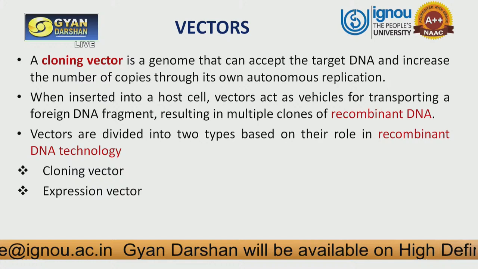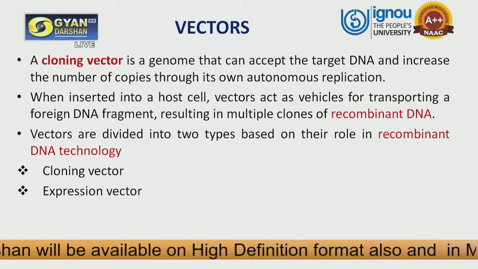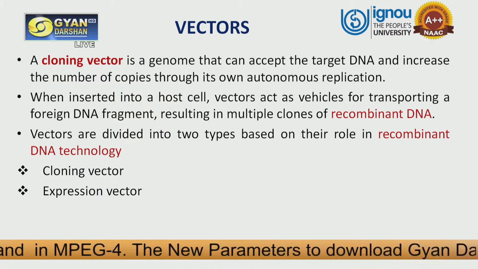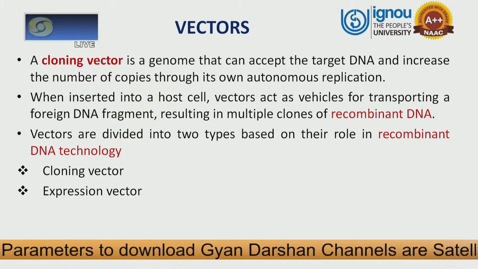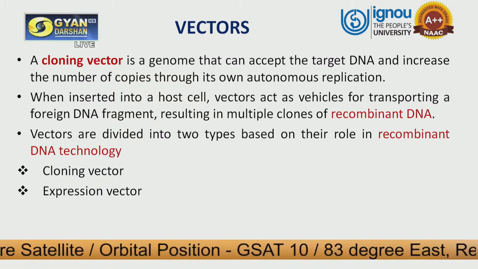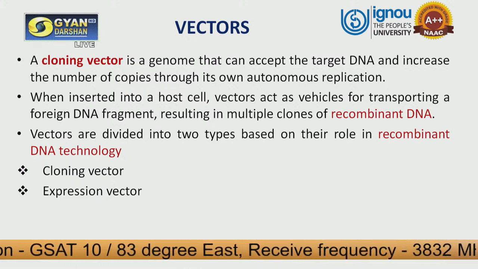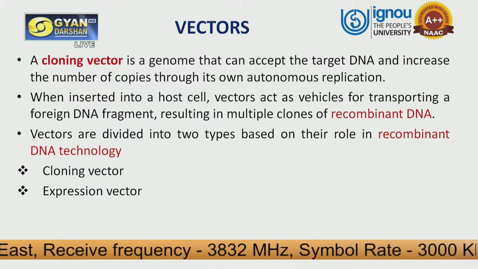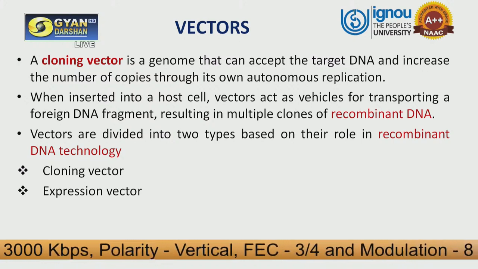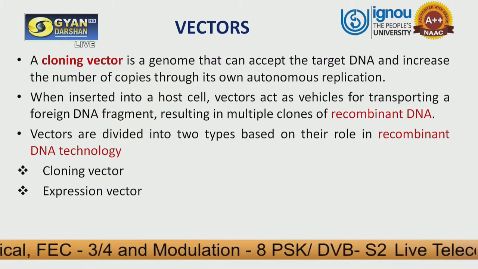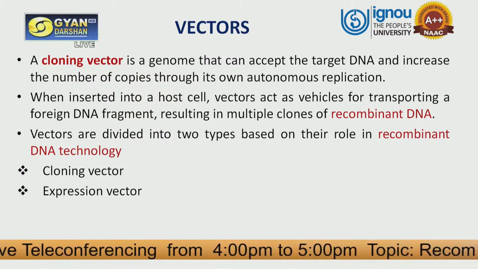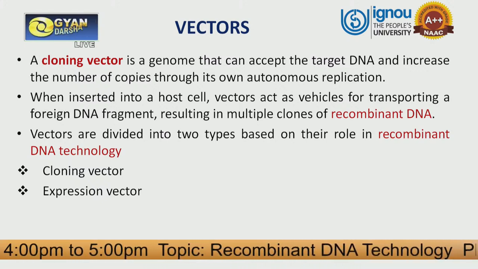Now, another important component for recombinant DNA technology is vectors. What are these vectors? They are basically used for cloning purposes. What are cloning vectors? A cloning vector is a genome that can accept the target DNA and increase the number of copies through its own autonomous replication. It means that when a vector is transformed into a host cell, it also multiplies along with the host cells and its copy number increases. These vectors are very important for recombinant DNA technology, because when we clone a gene of interest in these vectors, it also multiplies equally as the vector multiplies in a host cell.